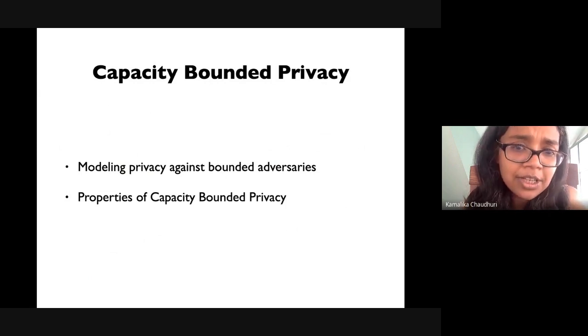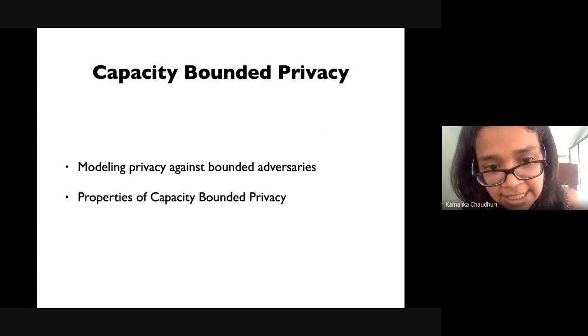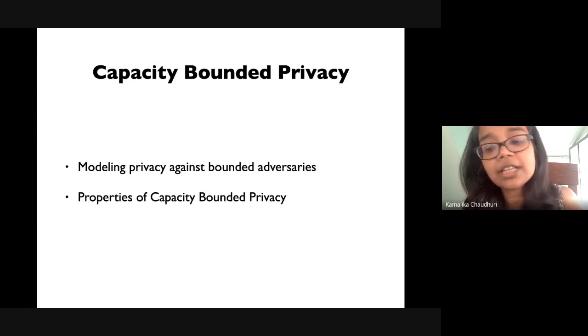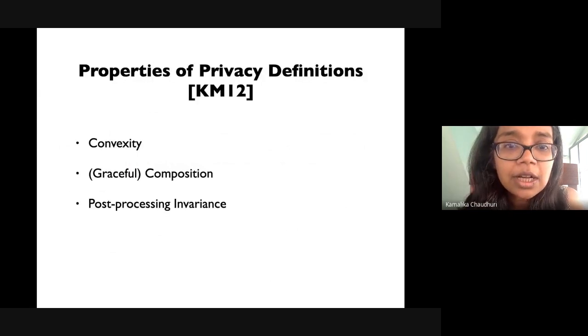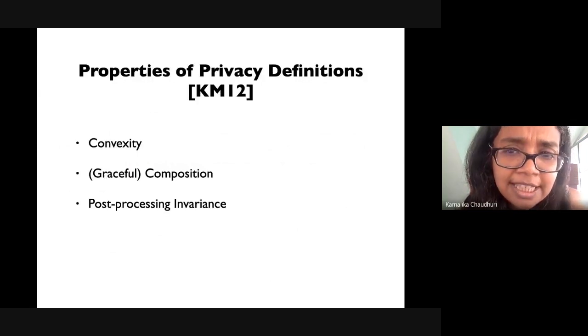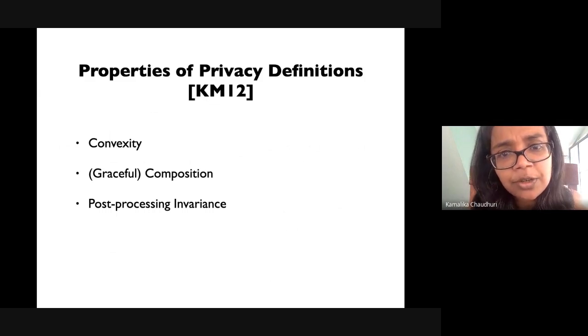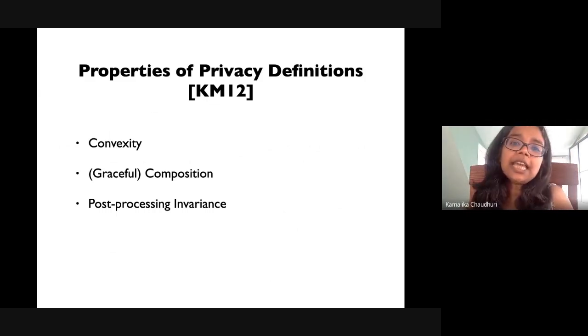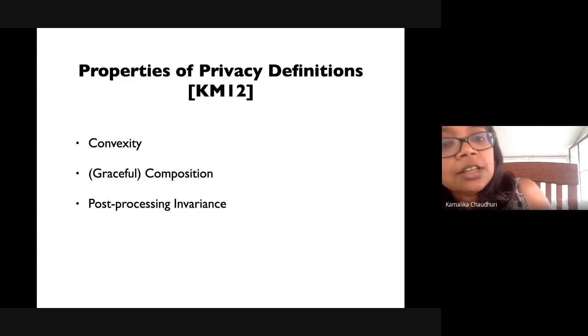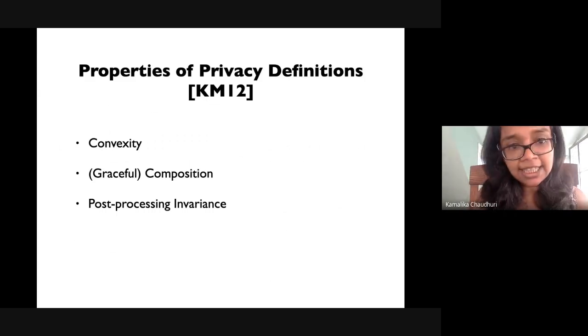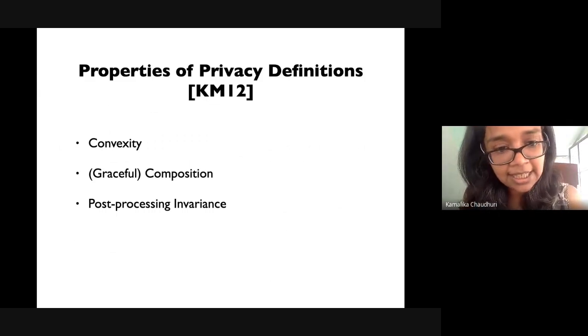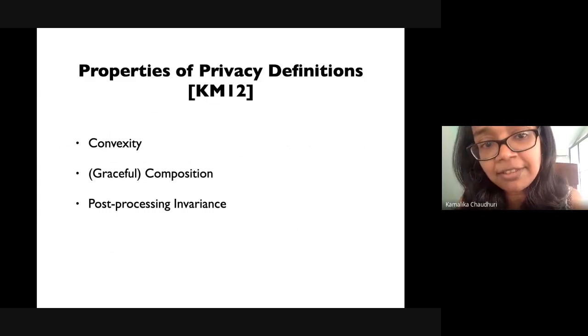Okay, so capacity bounded privacy. Now we have a way to model privacy against bounded adversaries. What can we say about its properties? What are some good properties of a privacy definition? This is due to Pierre and Machanavajjhala. They talked about three major properties. One is convexity, which we'll talk about in just a little bit. Two is graceful composition, and the third is post-processing invariance.